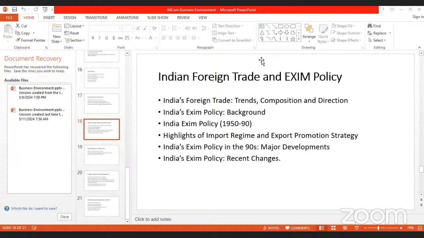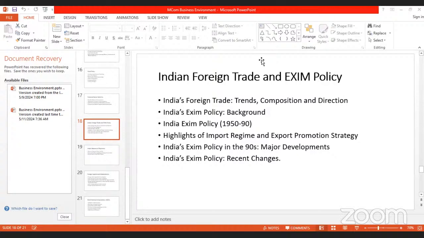Yeah, so we were at this next topic, that is composition of Indian foreign trade. Well, the composition of India's foreign trade has evolved significantly. Its composition consists of exports and imports. When we talk about exports, India's exports include a variety of goods and services such as textiles, gems and jewelry, engineering goods, petroleum products, chemicals, pharmaceuticals, and IT services. So these things come under the scope of exports.